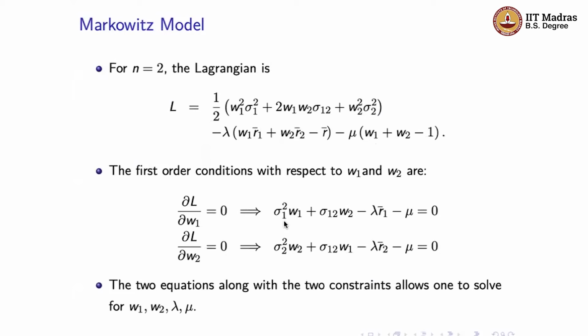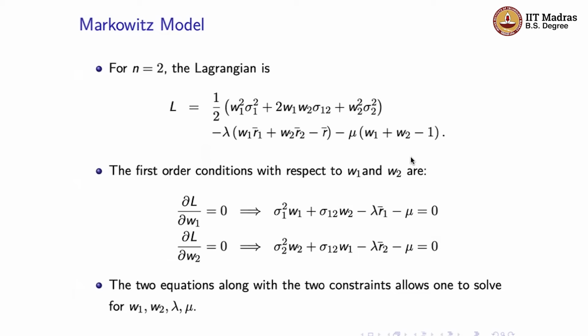So if we do that, we end up getting sigma 1 square W1 plus sigma 1 2 W2 minus lambda R1 bar minus mu equal to 0. And if we take the derivative with respect to W2 and set it equal to 0, we end up getting sigma 2 square W2 plus sigma 1 2 W1 minus lambda R2 bar minus mu equal to 0, right? So for n equal to 2, you have got these two equations and also the two constraints W1 R1 bar plus W2 R2 bar is equal to R bar and W1 plus W2 equal to 1. So you have got in all 4 linear equations in 4 unknowns, right?